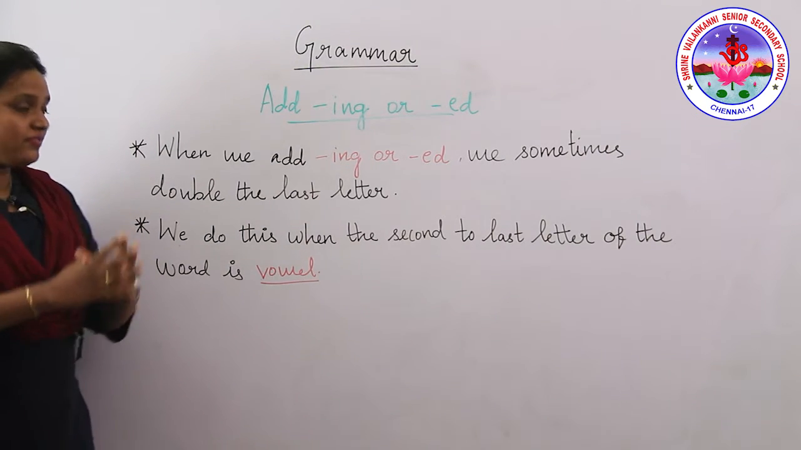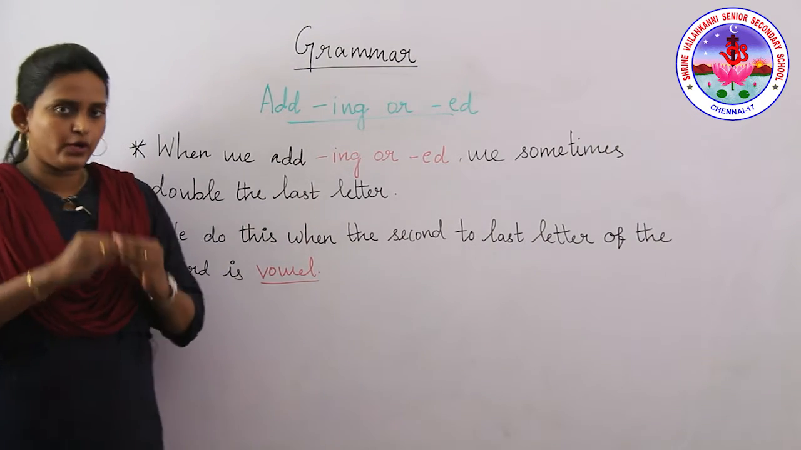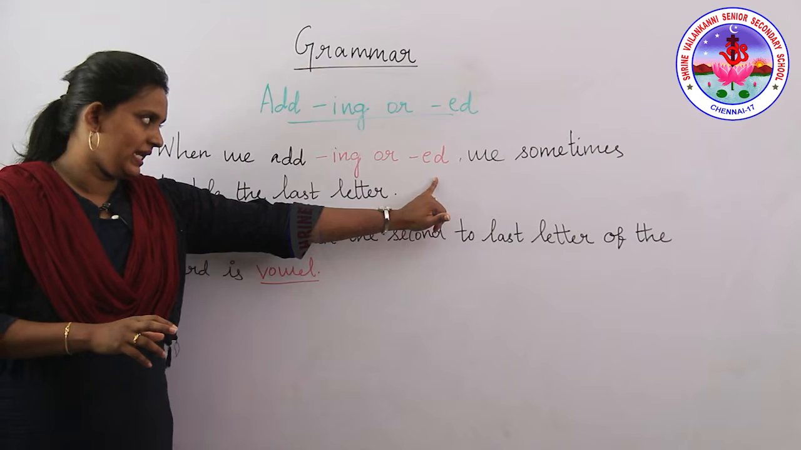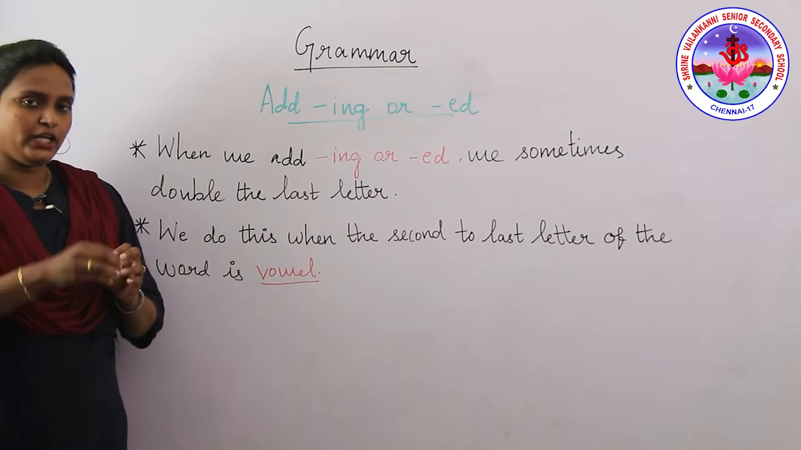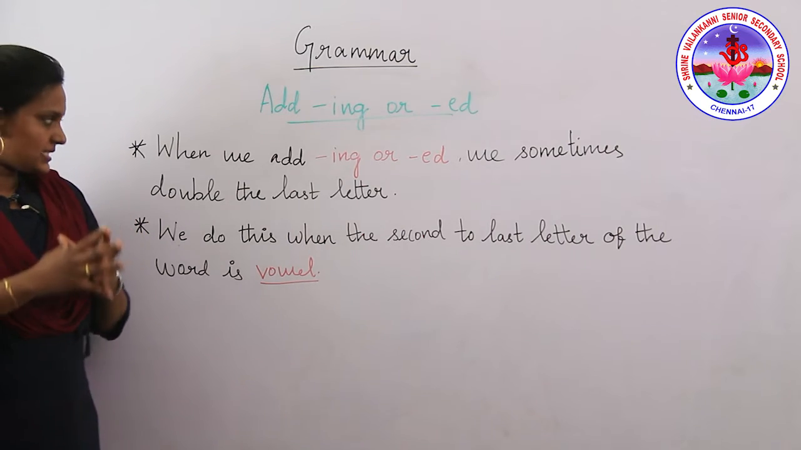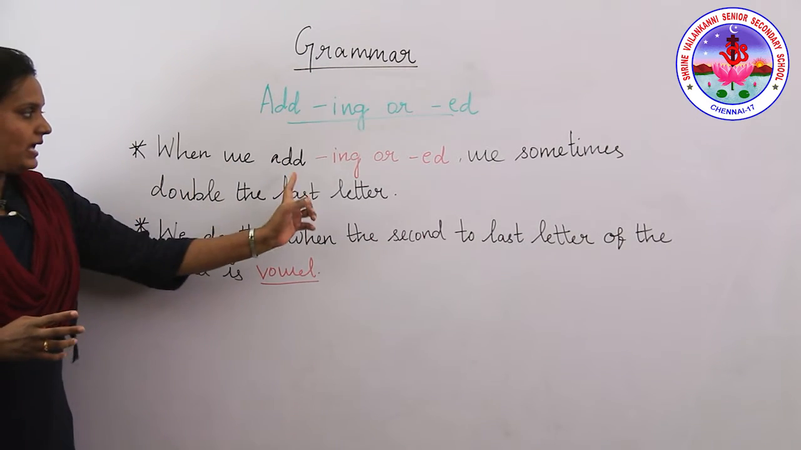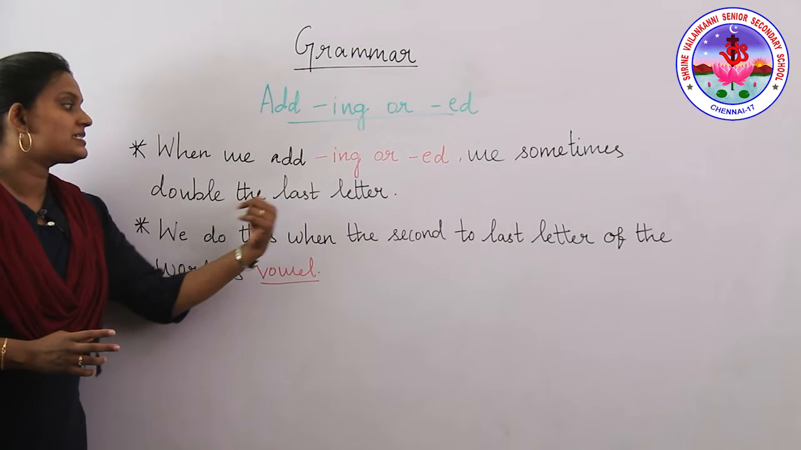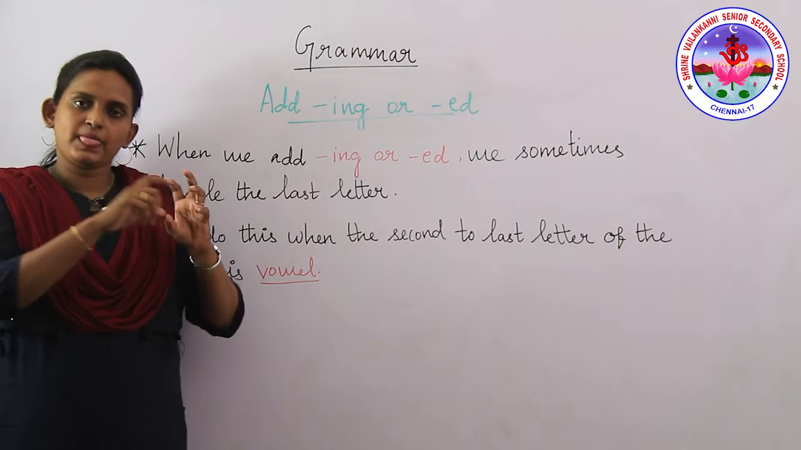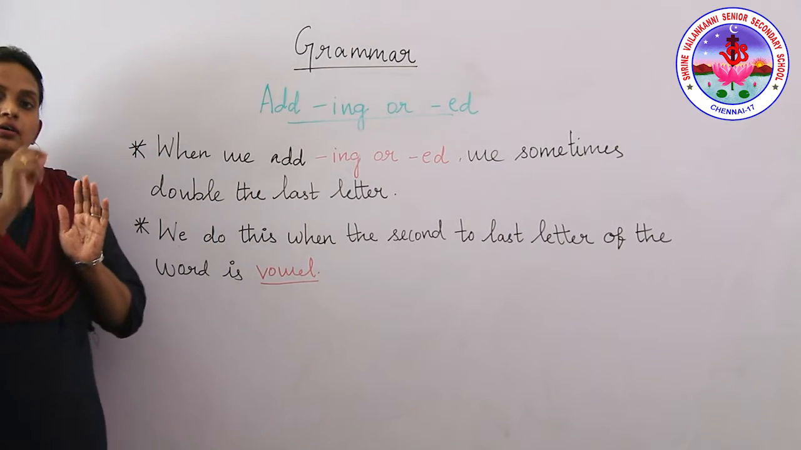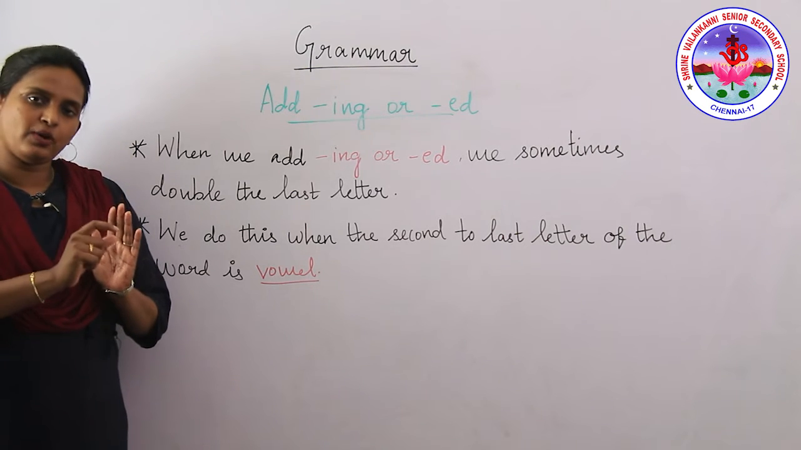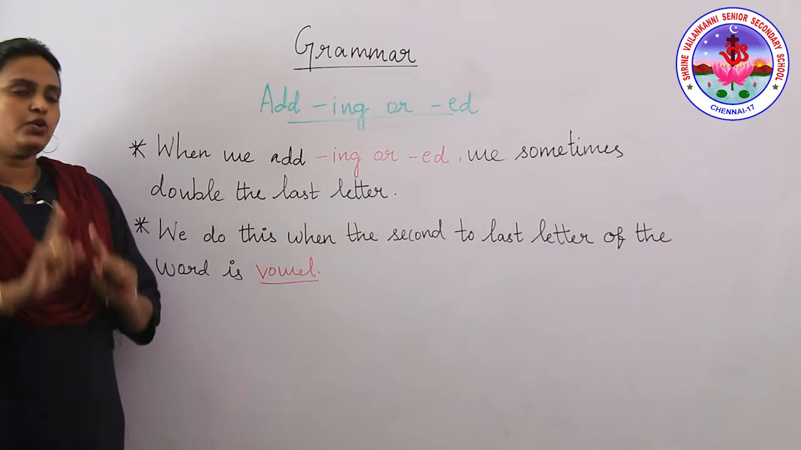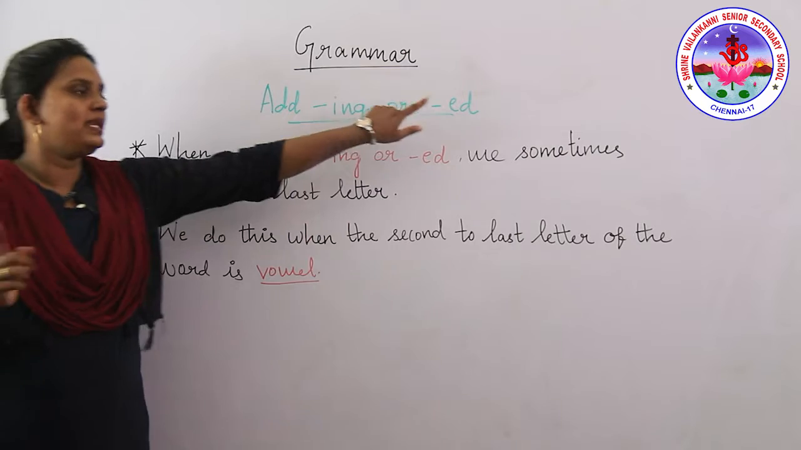Okay, so now in this topic, we are going to add these two things, that is ing or ed. But before adding that, we need to do one special case. That is nothing but when we add ing or ed, we sometimes double the last letter. You have a word. In that word, we have a last letter, okay? So what you have to do, you have to repeat that last letter once again and then add ing as well as ed.